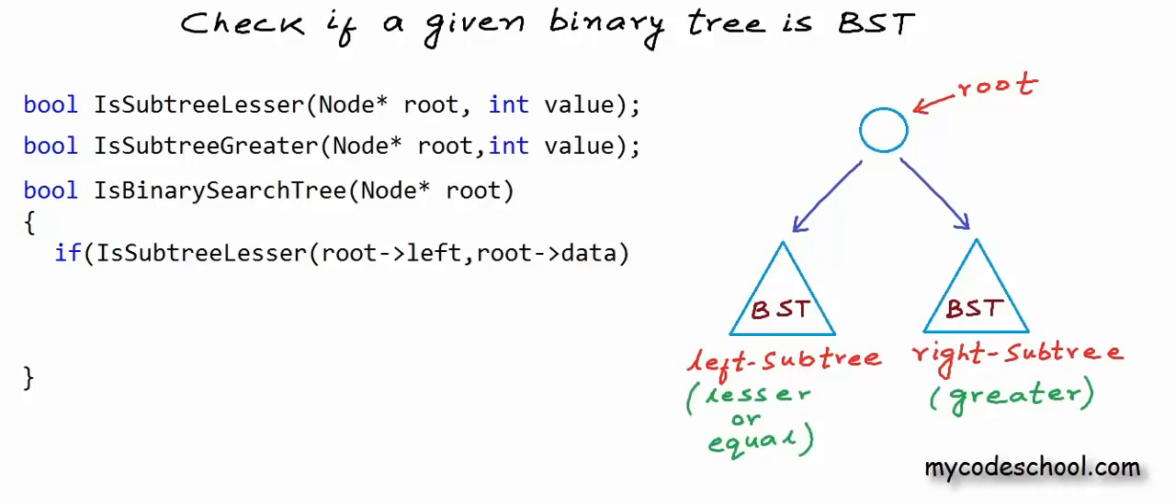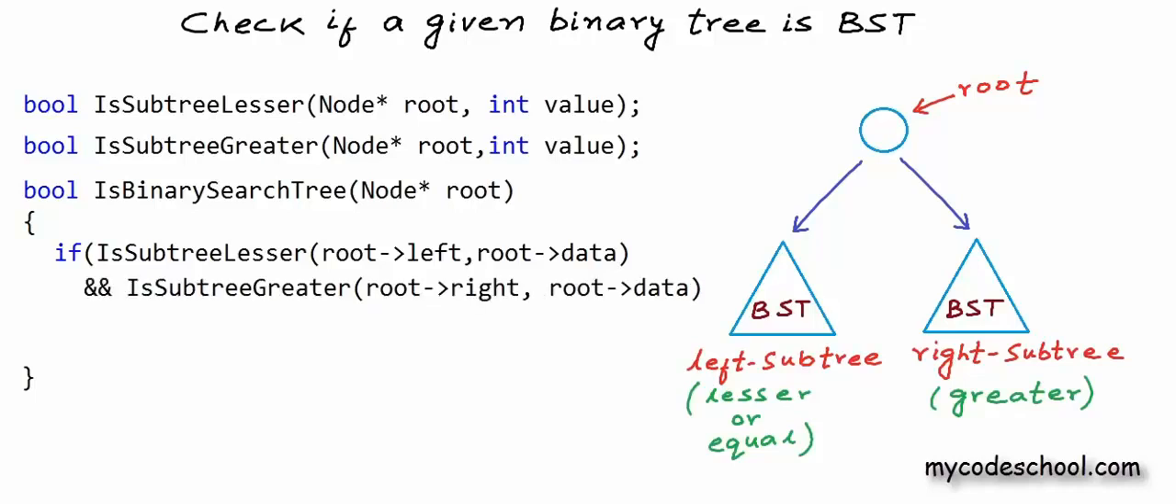This function call will return true if all the elements in left subtree would be lesser than the data in root. Now the next thing that I want to check for is if elements in right subtree are greater than the data in root or not. These two conditions are not sufficient. We also need to check if left and right subtrees are binary search trees or not. So I'll add 2 more conditions here.